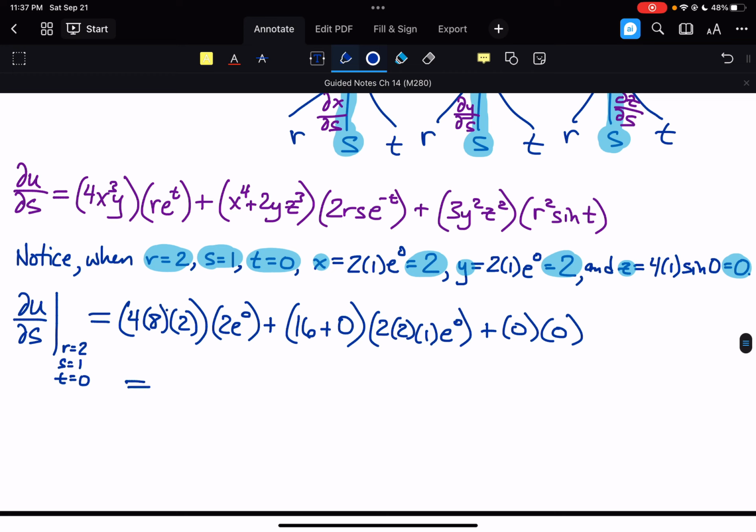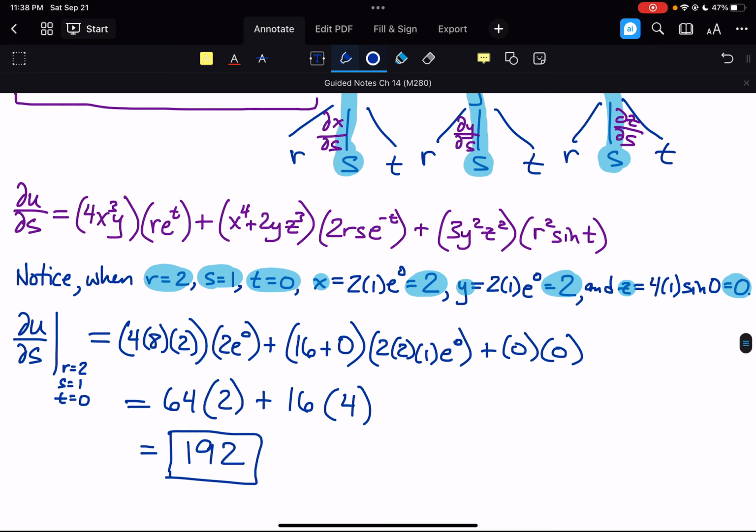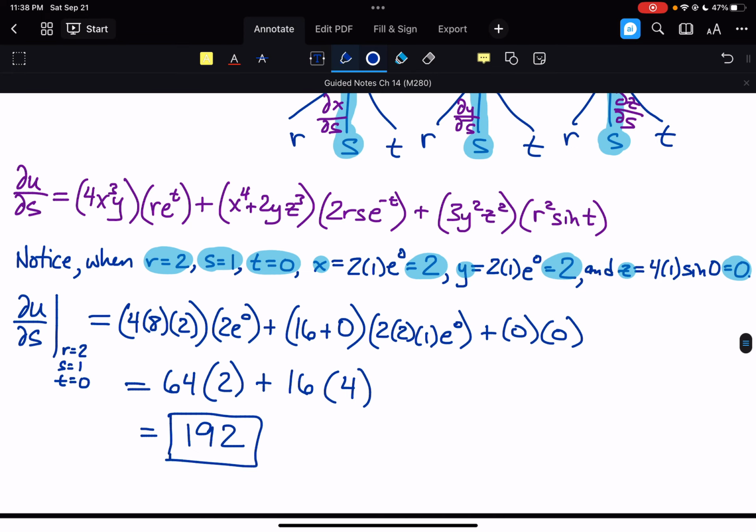So let's see what we have left. 8 times 8 is 64 times 2 plus 16 times 4. So that's 128 plus 64, which is 192. So we get the value of the partial derivative of u with respect to s, specifically at these coordinates when r is 2, s is 1, t is 0, okay, or at the point 2, 2, 0 in terms of x, y, z. The value of the partial derivative is 192.